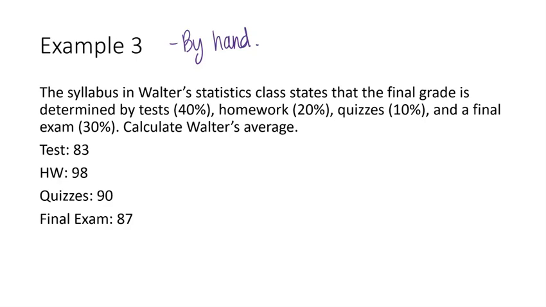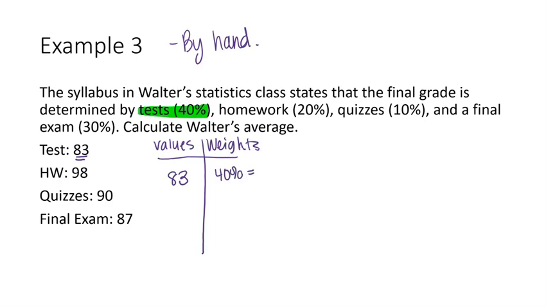Often when I am doing this weighted concept, I make it a table to organize, and I put my values on one side and what we call the weights on the other. So my value is like I had an 83 test average. The weight is where we say tests were worth 40%. So 40%, which is really 0.40 as a decimal.